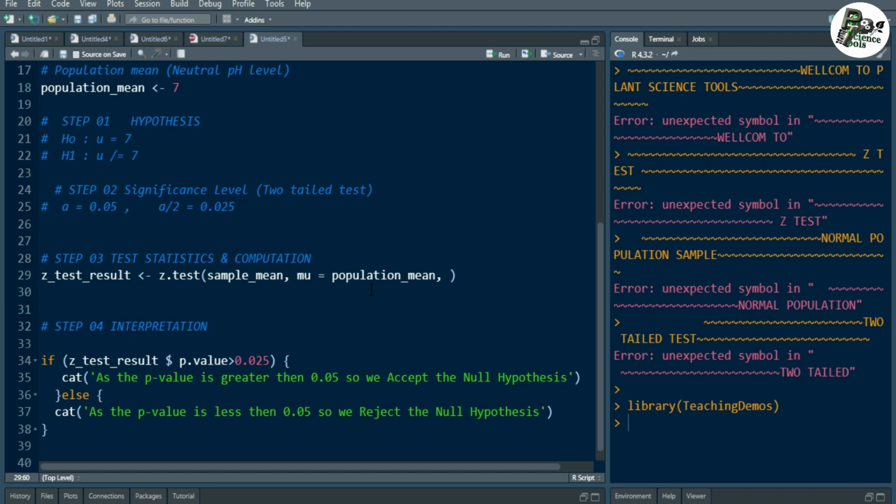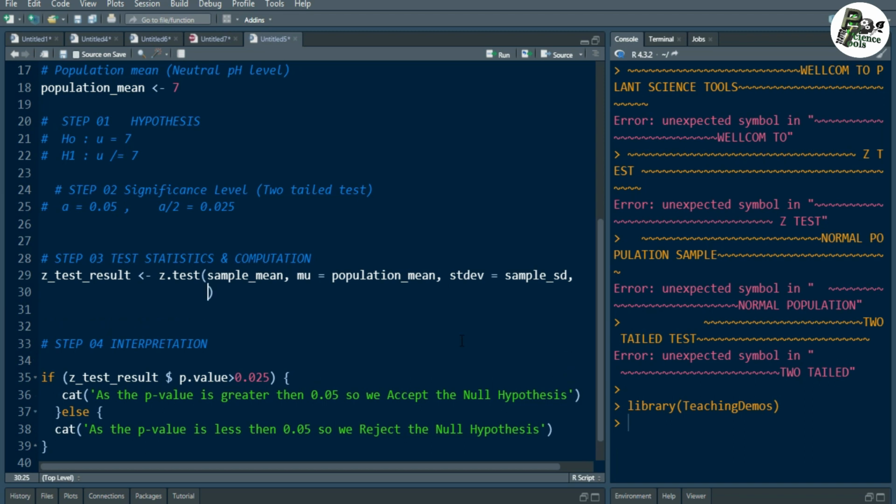Then we need to define the standard deviation. As we are using the library TeachingDemos, we will use a standard deviation function to write our standard deviation. In case of the BSDA library, we would simply use sigma.x, but in the case of the TeachingDemos library, we will use the function sd, that is, standard deviation. This is our sample standard deviation, which I have already created in the previous lines.